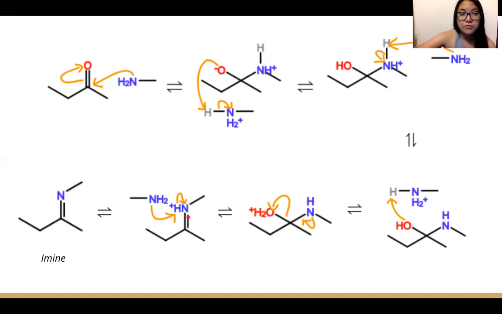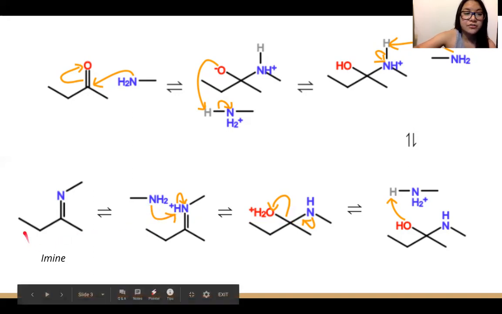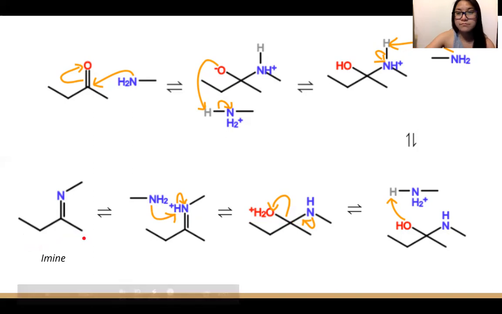But we're almost done, right? Now what we want to do is get rid of this extra hydrogen that's on the nitrogen to get rid of the positive charge. And what happens is that the primary amine, again, acts as a base and it deprotonates this hydrogen, and you get your neutral imine.